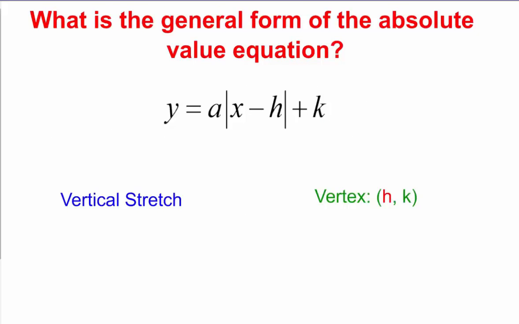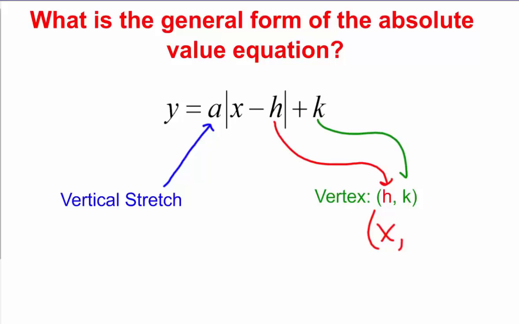What is the general form of an absolute value equation? It is very similar to the equations we have been looking at the past couple weeks. We still have our vertical stretch as A. We have our h value as the x value of our vertex. And we have the k value as the y value of our vertex.